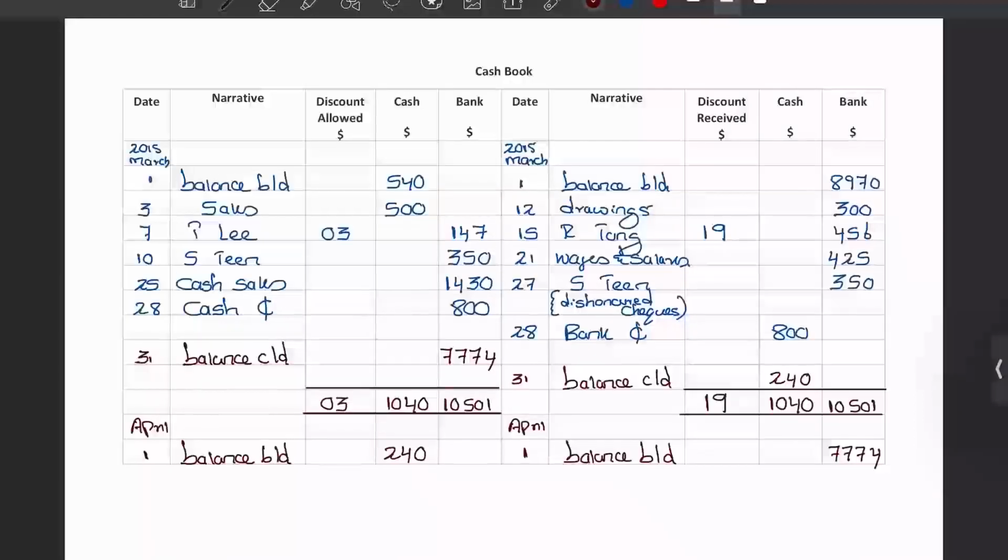16 marks if you know how to do this cash book properly. So only problem would be, yeah, take it. Don't sit there because you won't be able to see. Move to that side. Yeah.